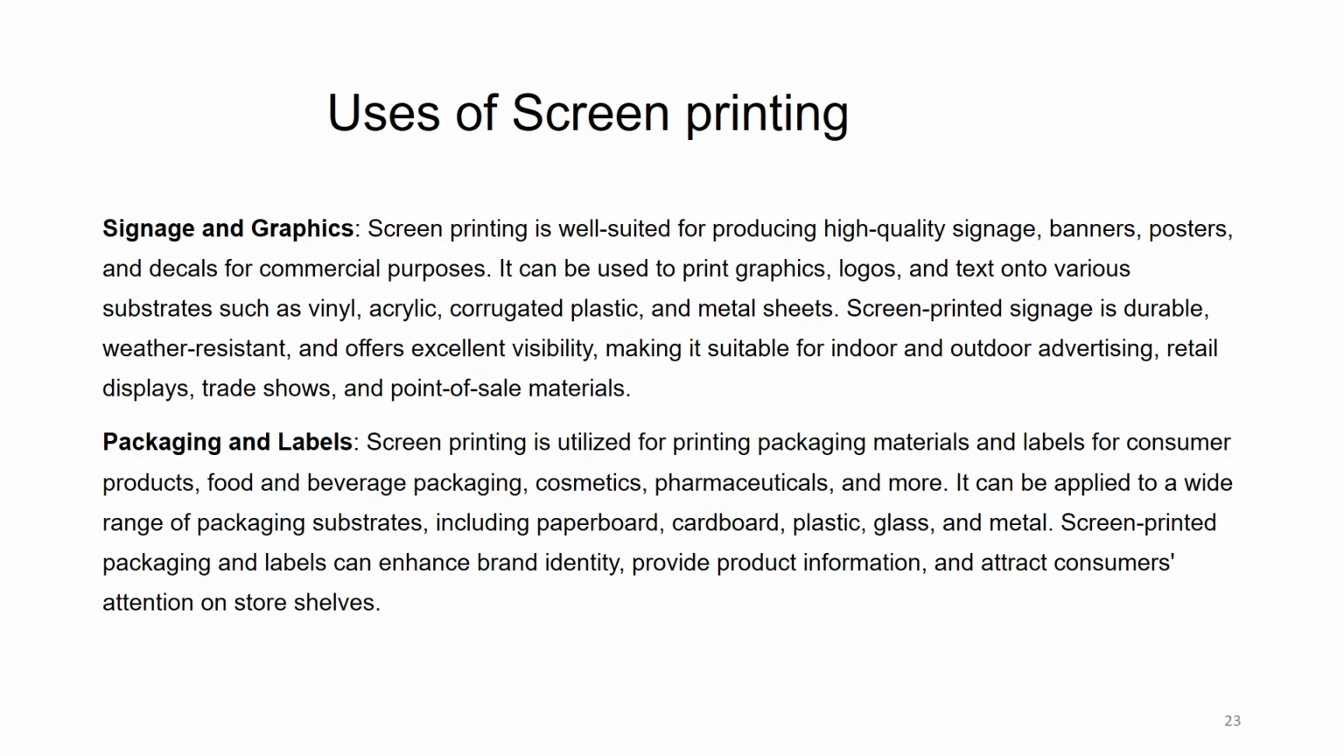Packaging and labeling. Screen printing is utilized for printing packaging material and labels for consumer products, food and beverages packaging, cosmetics, pharmaceuticals and many more. It can be applied to a wide range of packaging substrates including paperboard, cardboard, plastic, glass and metal. So, it is not only that screen printing is used in textile. Screen printed packaging and labels can enhance brand identity, provide product information and attract consumers' attention on store shelves.